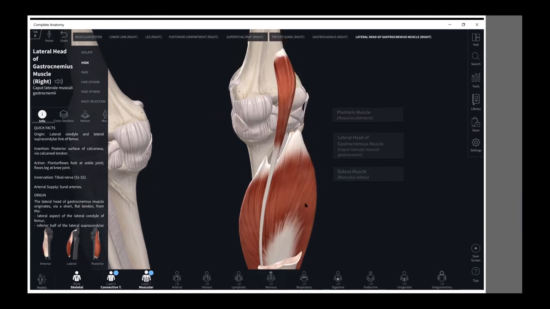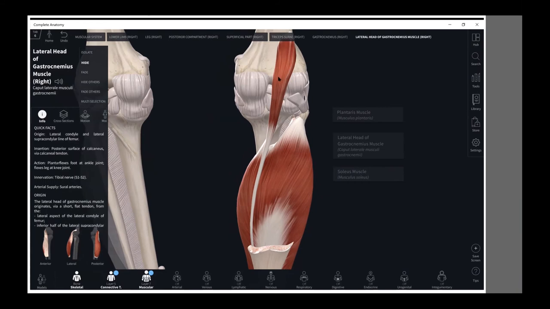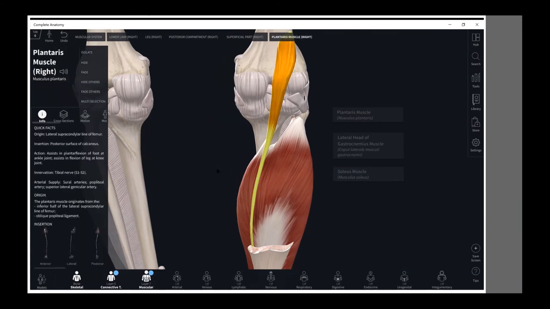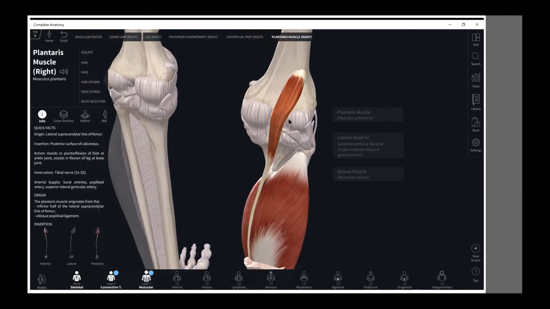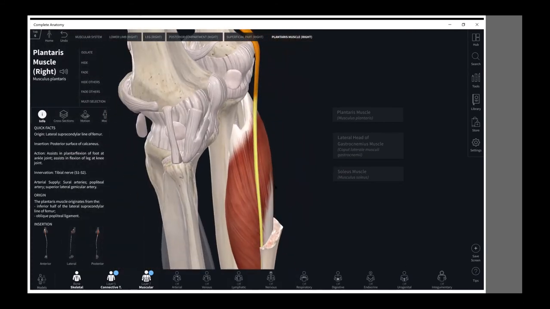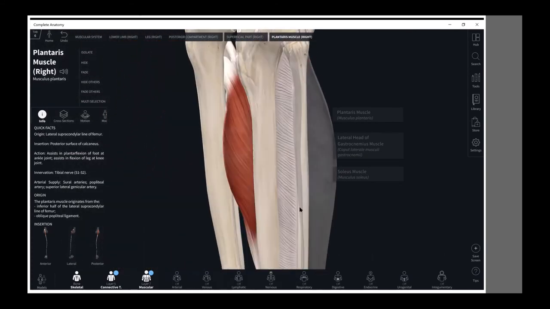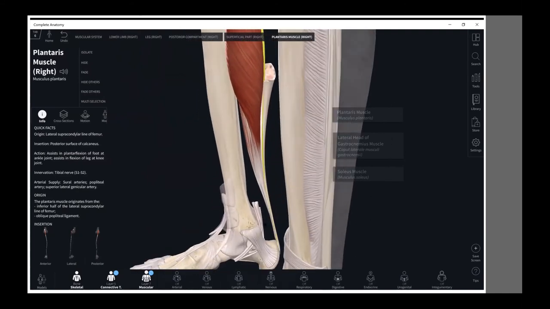Okay, then let's look at plantaris. Plantaris, its origin is the lateral supracondylar line of the femur, so it's going to sit just medial to the lateral head of the gastroc. It inserts in the posterior surface of the calcaneus, so a long tendon that runs just anterior. Let's see if we can still see that there. So the calcaneal tendon.